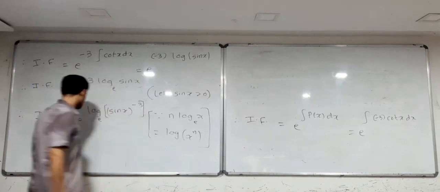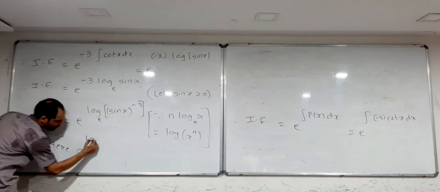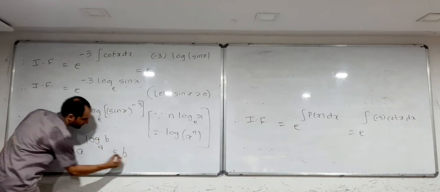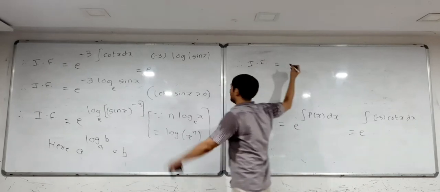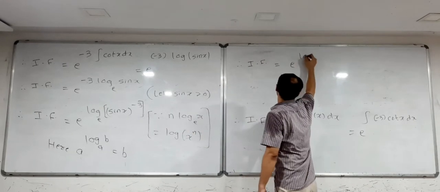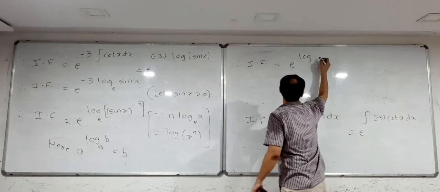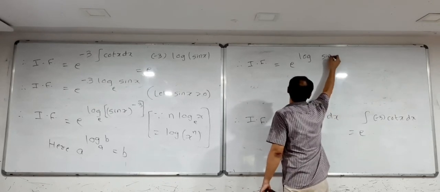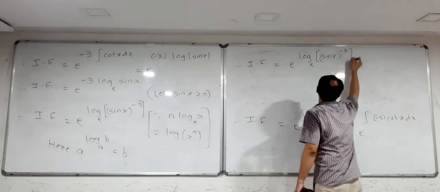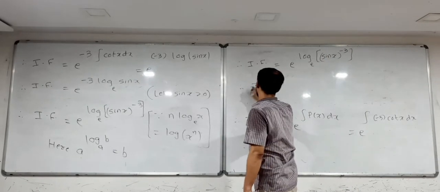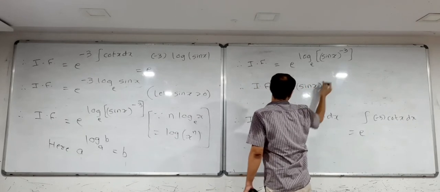Now here दूसरा एक रूल है a raised to log b to the base a, क्या होता है b, so based on that logic if हमारा है e raised to log of sin x raised to -3, log of sin x raised to -3 बना to the base e है, तो ये क्या हो जाएगा, इंटीग्रेटिंग फैक्टर हो जाएगा sin x raised to -3.